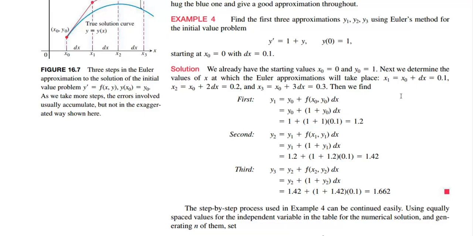Then y2 is y1 plus f of x1, y1 dx. So that's y1 plus 1 plus y1 dx, and y1 is 1.2. So I sub that in, I get 1.42. And for the third step, y3 is y2 plus f of x2, y2 dx. And then we just sub in our y2 and we get 1.662.